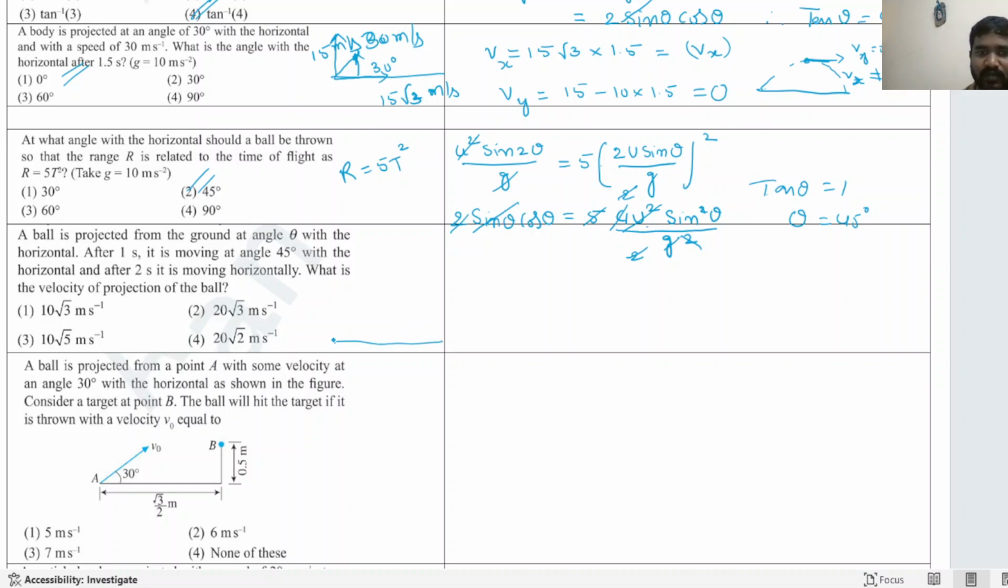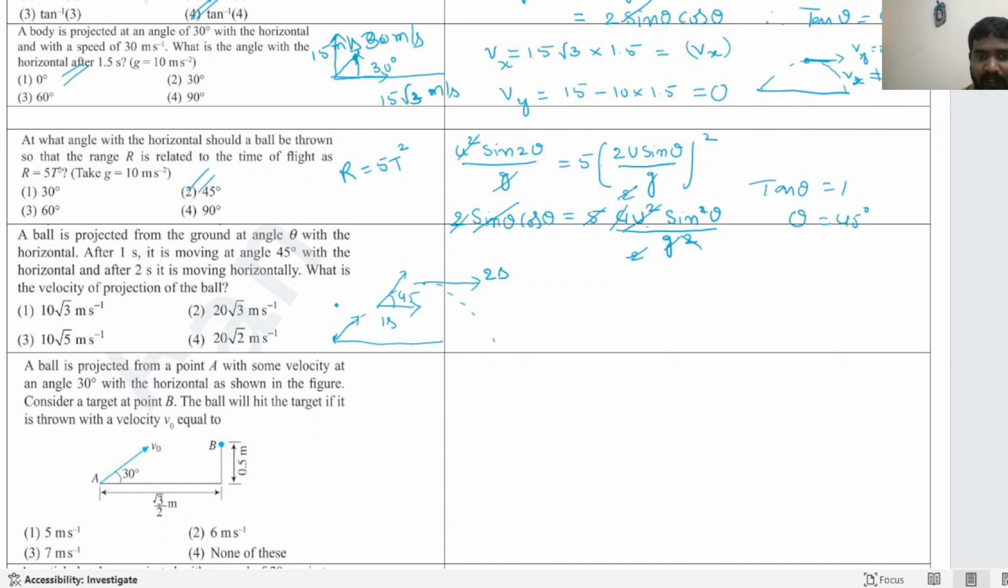Here, this is your ground, and if you project an object like this, the projectile path will be like this. After 1 second, the velocity makes an angle of 45 degrees with the horizontal, but after 2 seconds, it moves in the horizontal direction. Here is 1 second and here is 2 seconds. They are asking for the velocity of the ball.